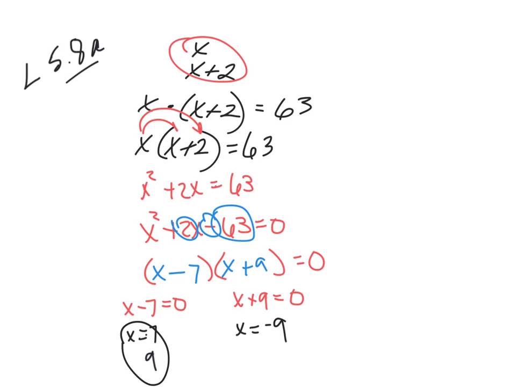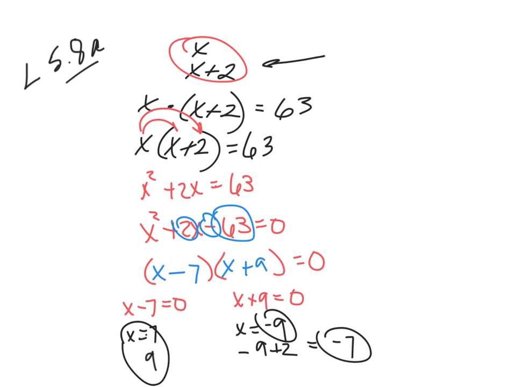Now let's look at the other one. If x is negative 9, then negative 9 plus 2 gives me negative 7. So that's my other possibility. Are those both odd numbers? Yep. Are they consecutive? Yep. If I multiply them together, do I get positive 63? Yep, a negative times a negative is a positive. So I have two different options: 7 and 9, or negative 7 and negative 9.